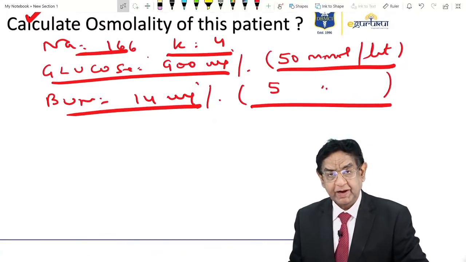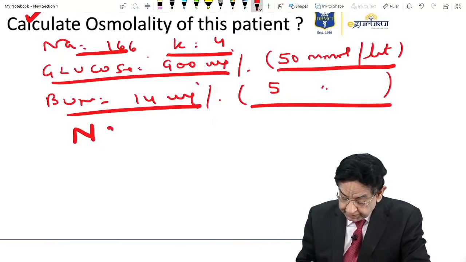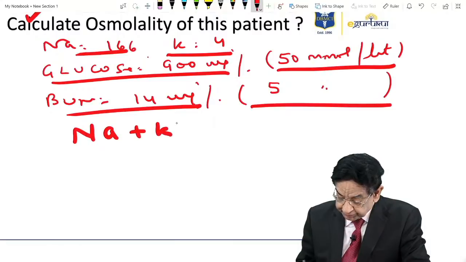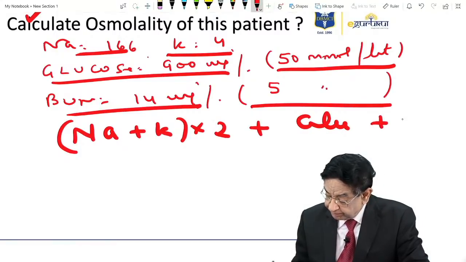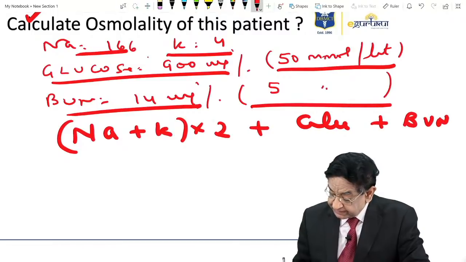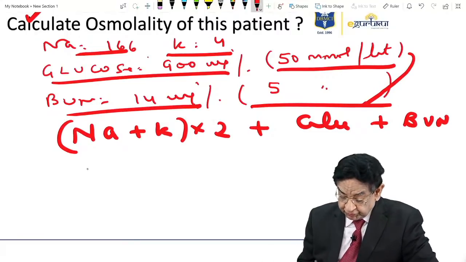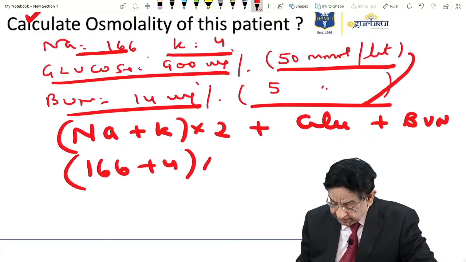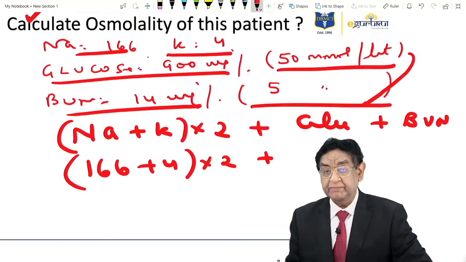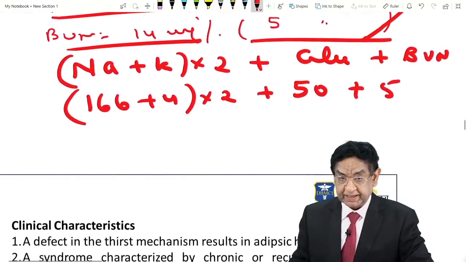So let's start. How to calculate plasma osmolality? The formula is sodium plus potassium, multiplied by 2, plus glucose and BUN, and they are taken in millimole per liter, not in milligram. So 166 is the sodium, 4 is the potassium, multiplied by 2, plus glucose in millimole is 50, BUN is 5 in millimole per liter.